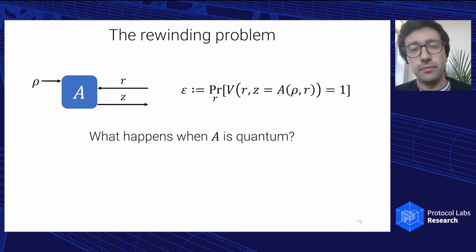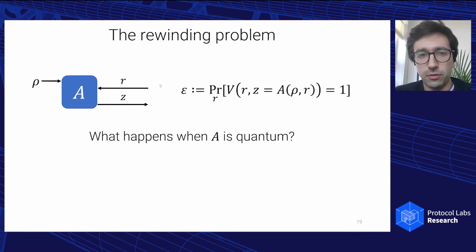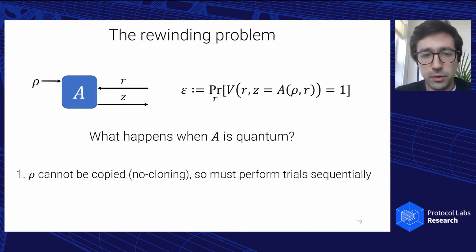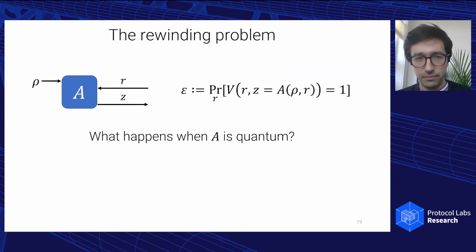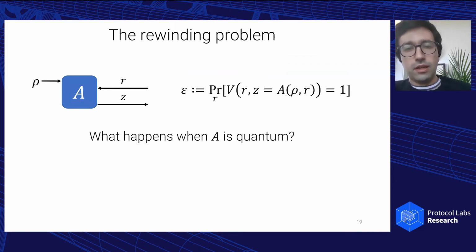Okay, so now quantum. What happens when A is a quantum algorithm? Now I've replaced the state S with the quantum state rho, and I have the same guarantee: the adversary is winning in this game where he has to output an accepting response for a random R. Two things happen. Firstly, rho cannot be copied, so you only have one copy of the state to hold on to. You have to do all of this rewinding using a single copy of the state rho. In the classical setting, we made copies of the state S, and this was fine because it was just classical information. In the quantum setting, this is not possible because of the no cloning theorem.